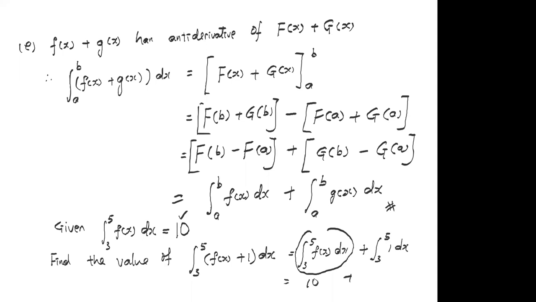So can you find the answer for this one? What is the antiderivative for 1? x. So you put x and you put here 3, 5. Then you substitute with 5, take away, substitute with 3. So the total answer will be 12. So that is how you apply. Are you okay? So far, so good? Okay.